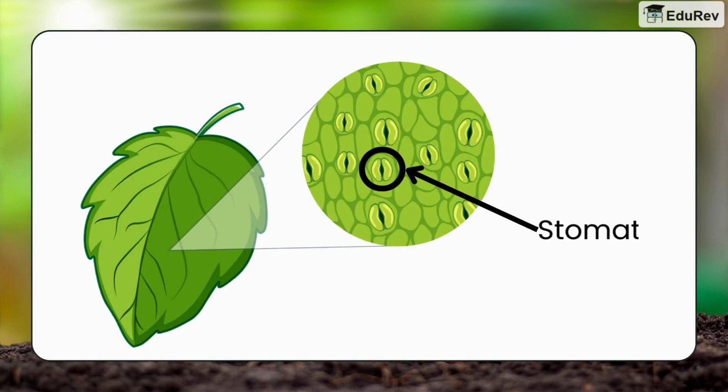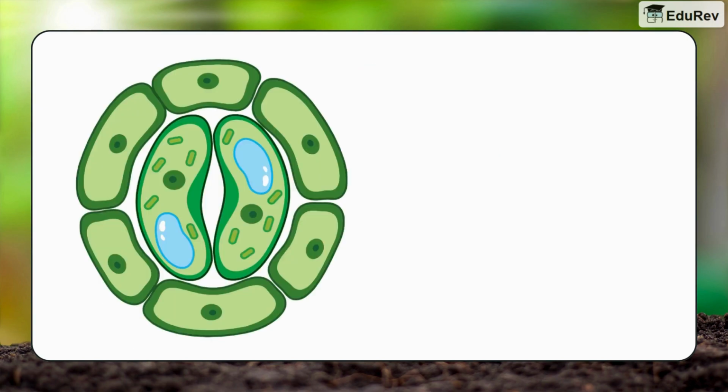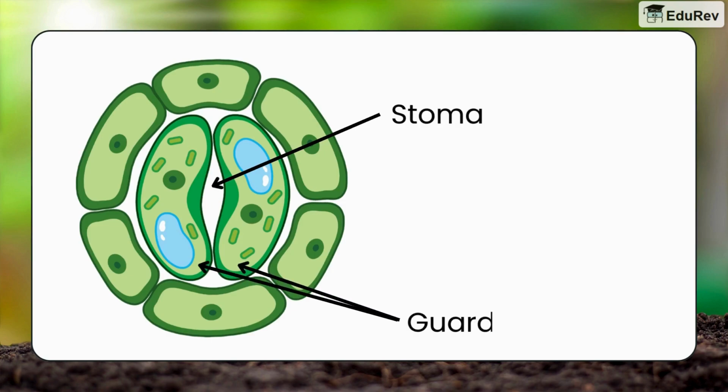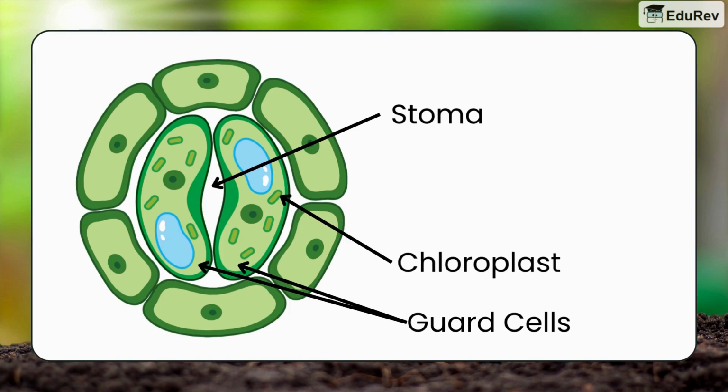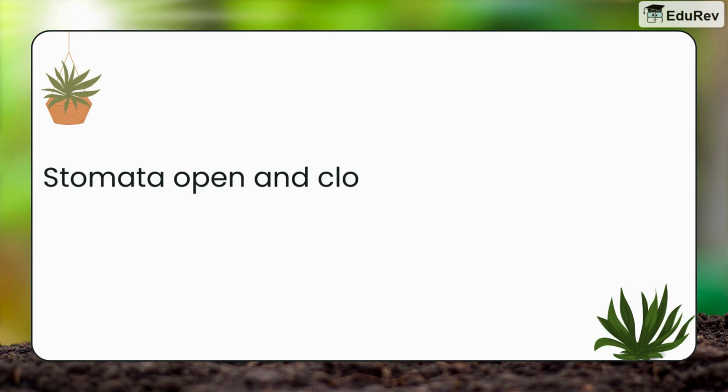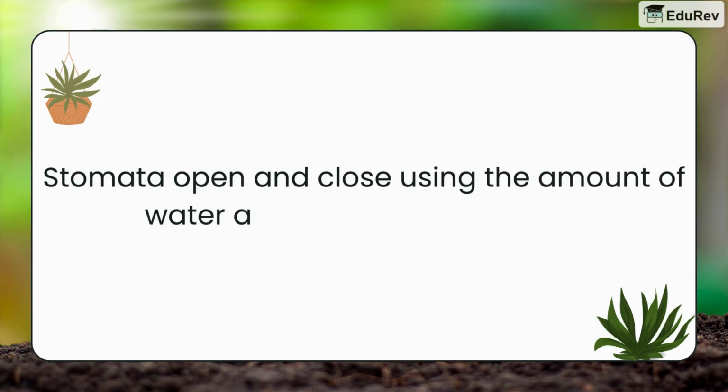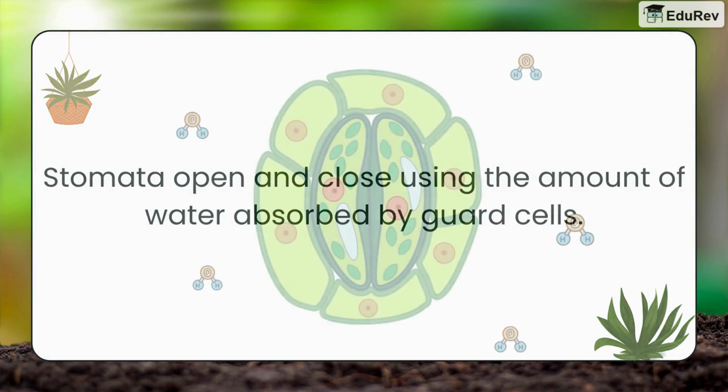Stomata are the tiny openings present on the epidermis of leaves. We can see stomata under the light microscope. In some of the plants, stomata are present on stems and other parts of plants. The stomata consist of minute pores called stoma surrounded by a pair of guard cells. Guard cells also have chloroplast in them, along with water vacuole. Stomata open and close using the amount of water absorbed by guard cells.